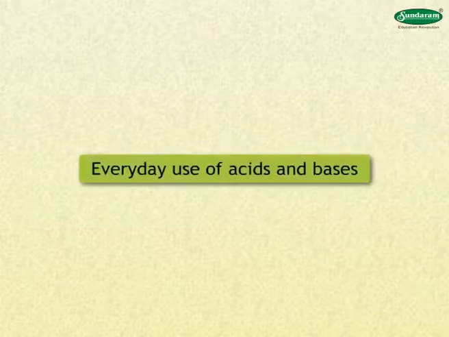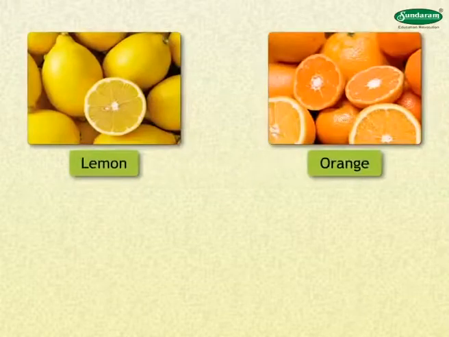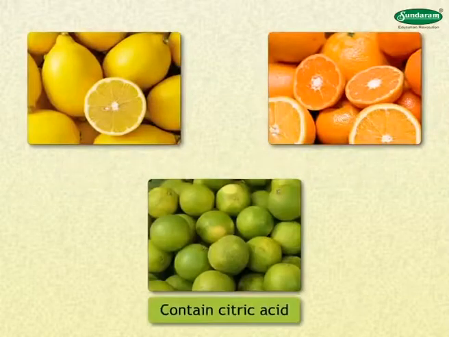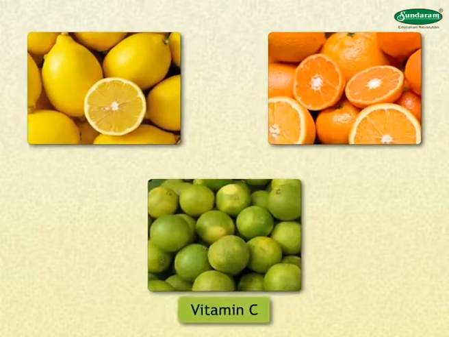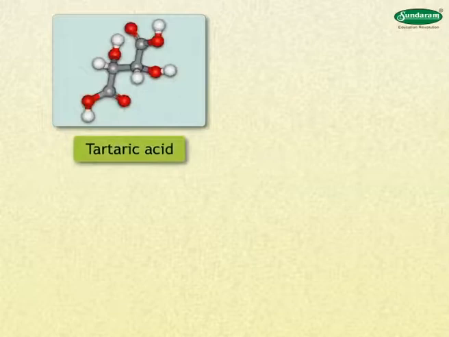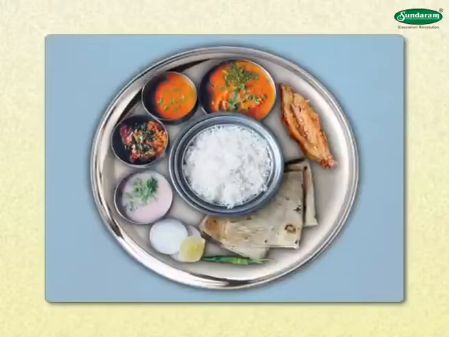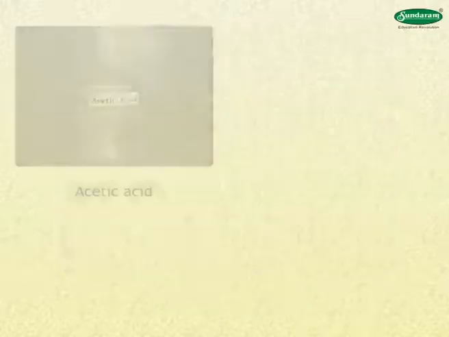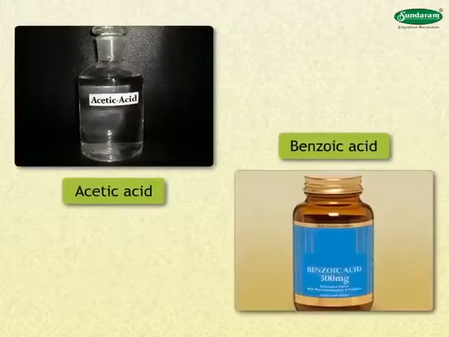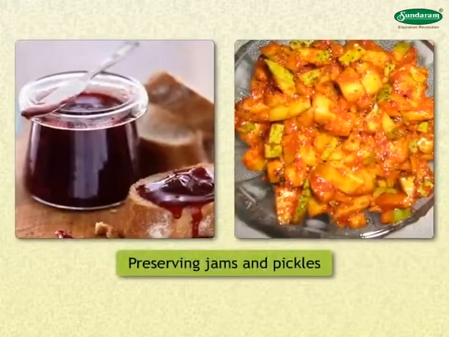Everyday use of acids and bases. Lemons, oranges, sweet limes contain citric acid. We get vitamin C from these fruits. The tartaric acid in tamarind and lactic acid in yogurt makes our food tastier. Hydrochloric acid is used for cleaning toilets. Acetic acid and benzoic acid are used for preserving jams and pickles.